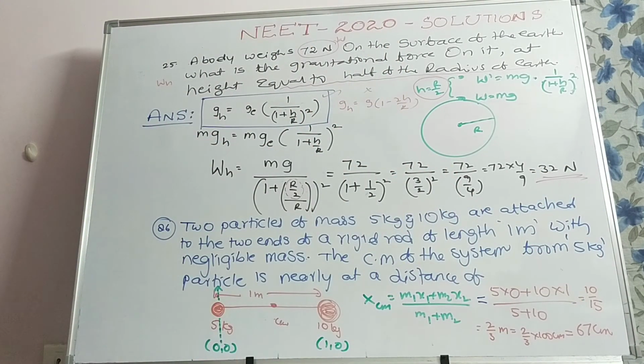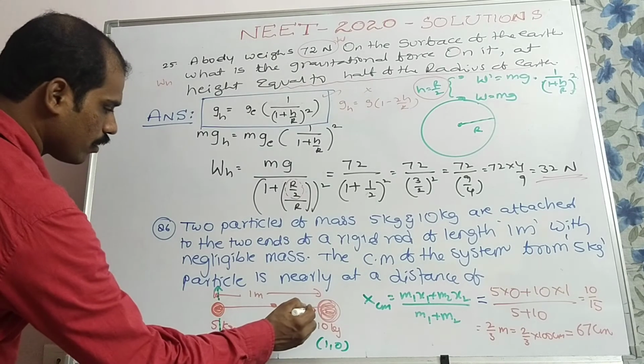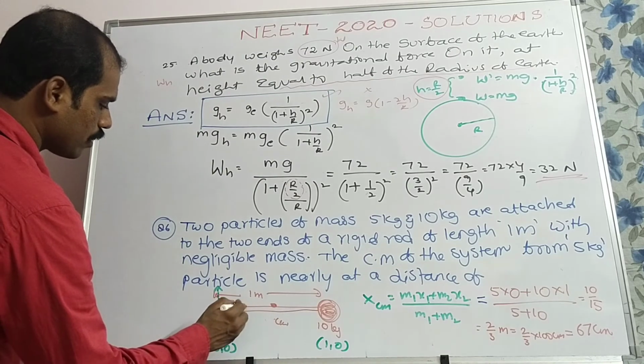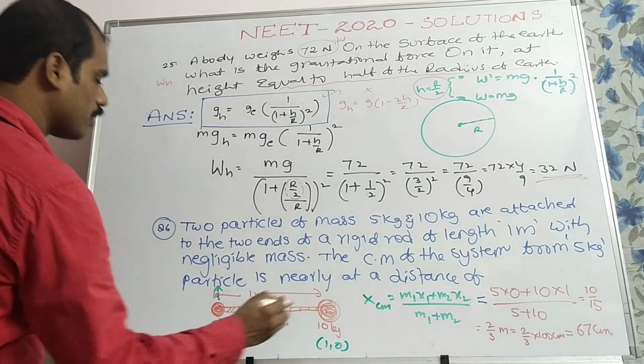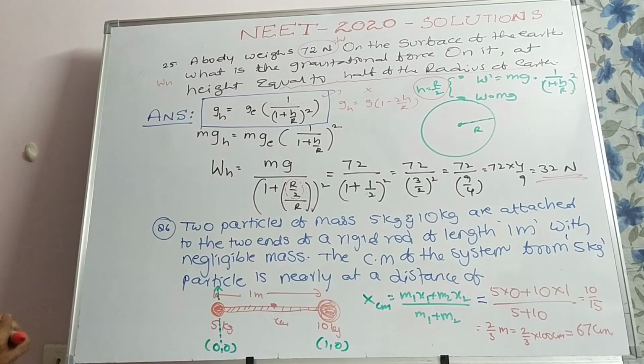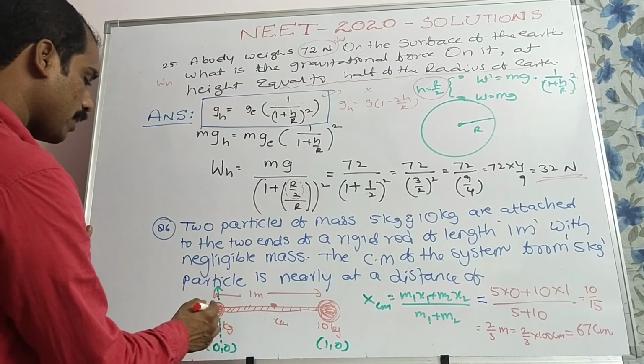And now here is another question. Two particles of mass 5 kg and 10 kg are attached to the two ends of a rigid rod of length 1 meter with negligible mass. The rod is taken with negligible mass, but the length is given as 1 meter. Now the 5 kg body is placed at the origin, taken as 0, 0, and it will be considered the axis of rotation.